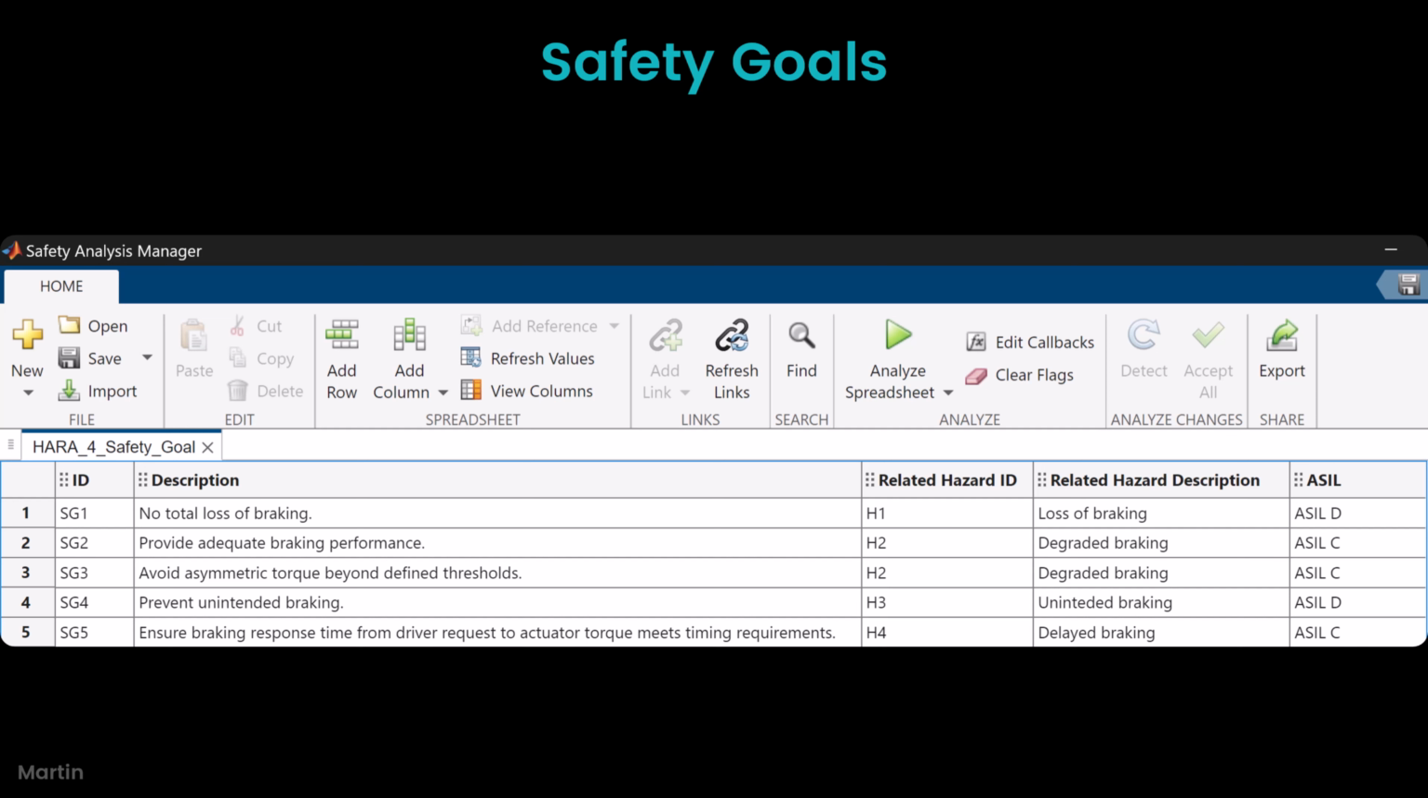Once hazards are identified and their risk levels are assessed, considering severity, exposure, and controllability, the outcome is translated into high-level safety goals that describe how the system must behave to avoid or mitigate unacceptable risks. These safety goals serve as the foundation for all subsequent safety requirements, guiding the functional and technical safety concepts and ensuring that the system design remains aligned with safety from the very beginning.